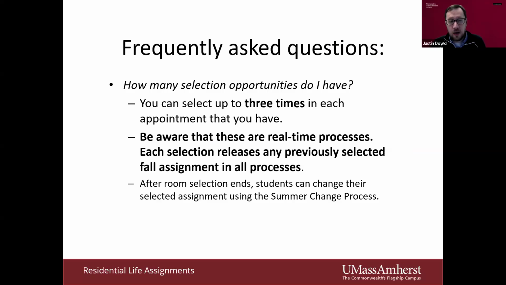Within the process, students will have what are called selection opportunities. That means within the process, a student has the ability to select and/or change their assignment up to 3 times. Every time that they select an assignment for the fall, if they previously held a fall assignment, they release that back into the process for other students to select. I do want to stress that this is a real-time process. So if they select something that they really like and then select out of something, as soon as they select out of that space, another student with an appointment that's active could potentially select in.